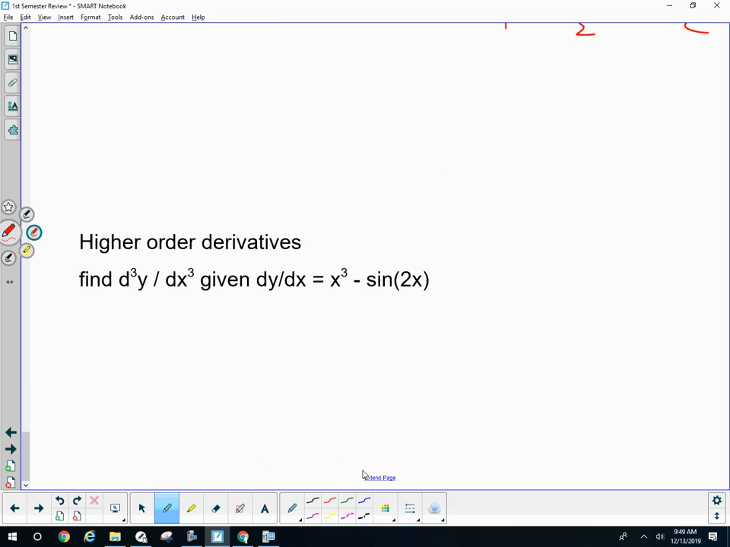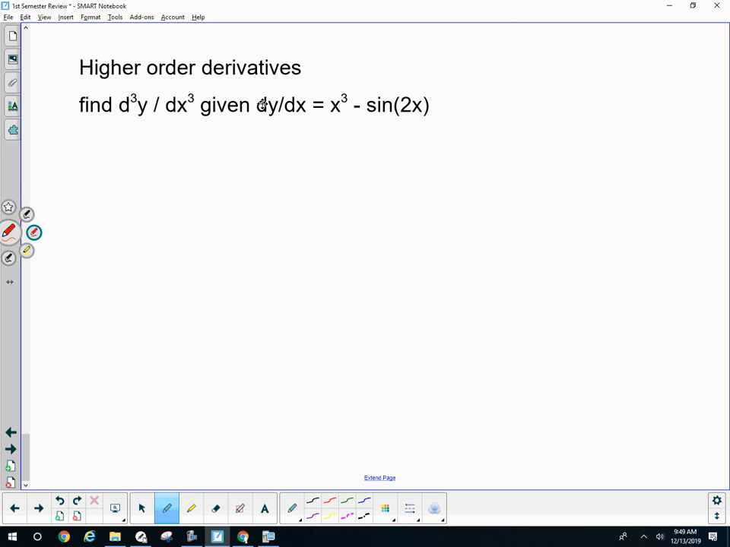Let's also not forget higher order derivatives. This notation for derivatives, dy dx is just like y prime. D cubed y over dx cubed would be like y triple prime. So if I have y prime and I go to y triple prime, I need to take the derivative of this twice. So the first derivative of dy dx would be d squared y over dx squared.